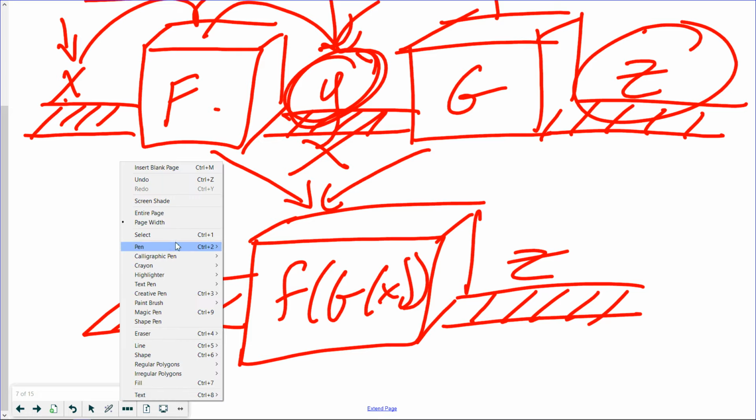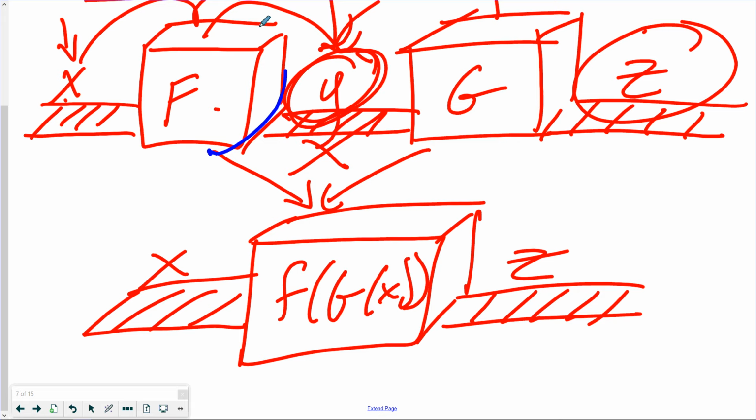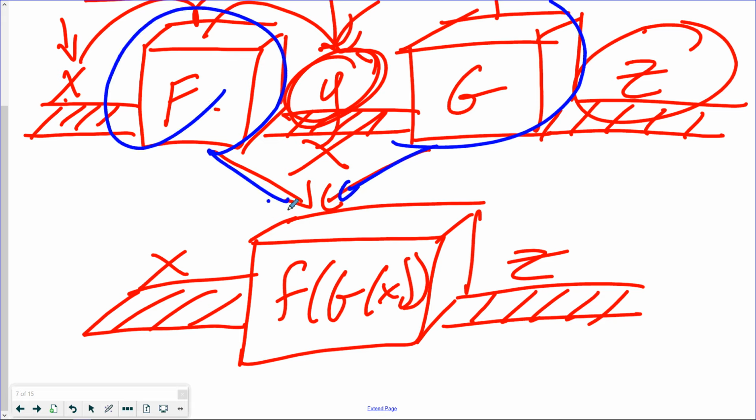Sorry, let me change colors. We're going to take this f machine, this g machine, stick them together, and make an fg machine. And that's all a composite function is. Okay, so let's learn how to do that now that we have an understanding of what our goal here is and what we're actually doing.